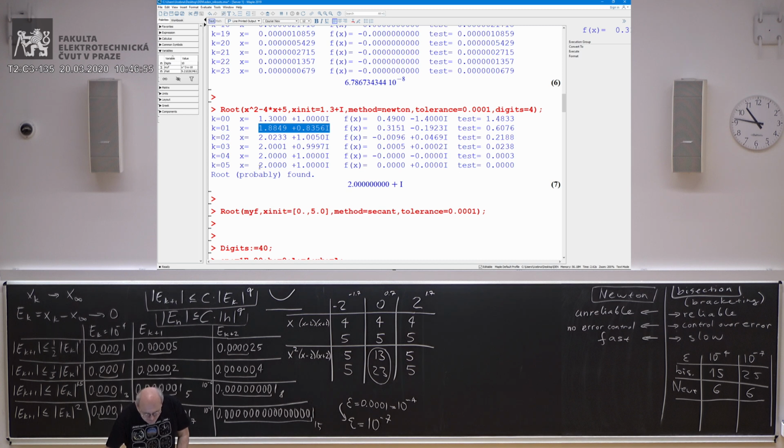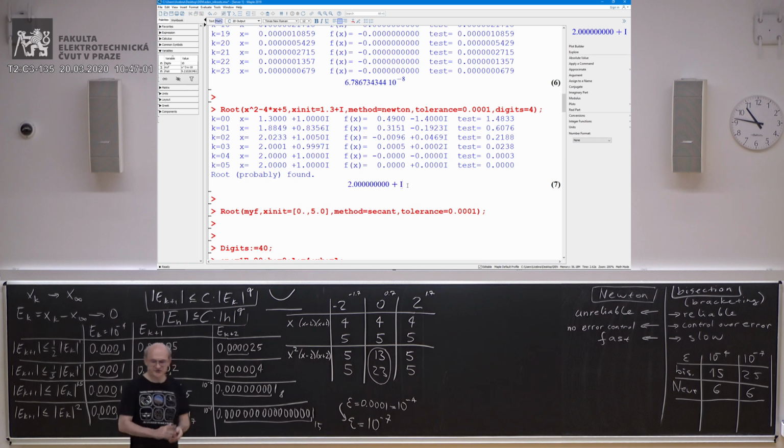And after 5 iterations, because it's a fast algorithm, it found the root 2 plus I. And that's actually the correct root. So you can see that the Newton method also handles complex numbers easily. Very nice. It is a very nice method. It's fast. I talked about some disadvantages, but okay, these can be handled.